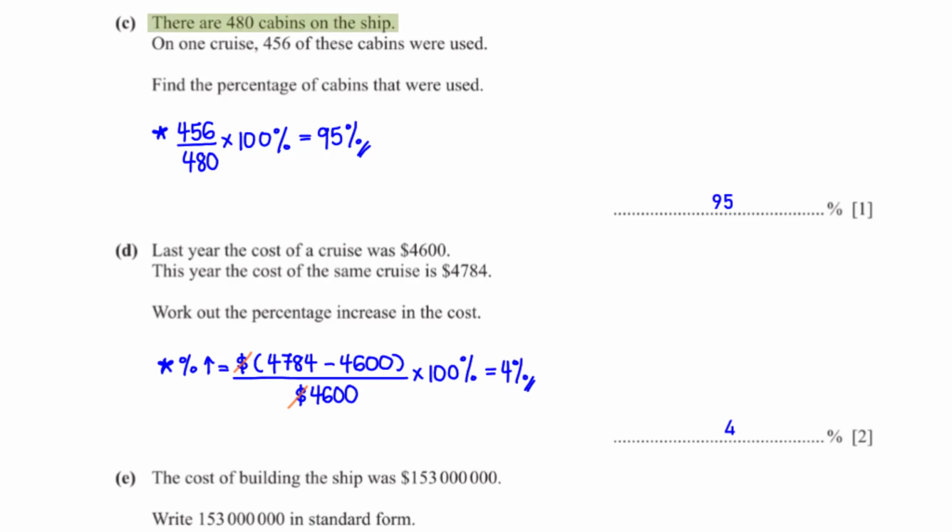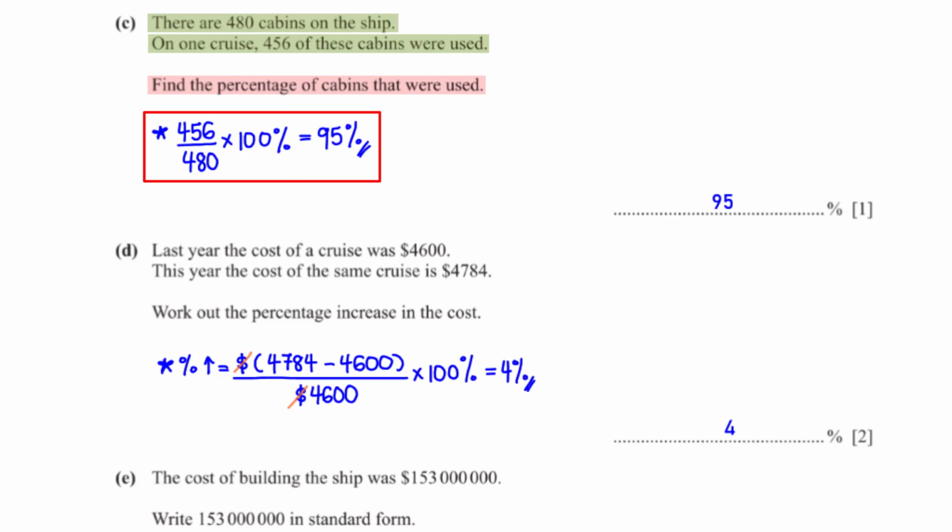There are 480 cabins on the ship. On one cruise, 456 of these cabins were used. Find the percentage of cabins that were used. This percentage is equal to the number of used cabins, which is 456, divided by the total number of cabins, which is 480, times 100%. This gives us 95%.